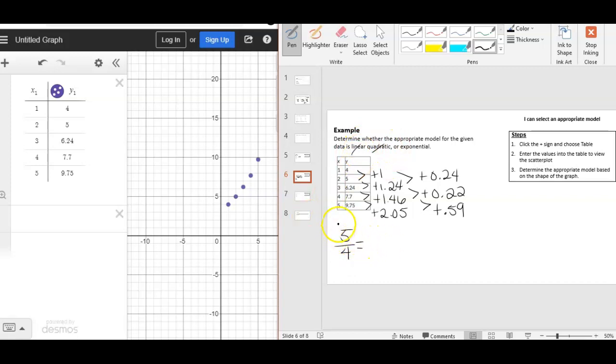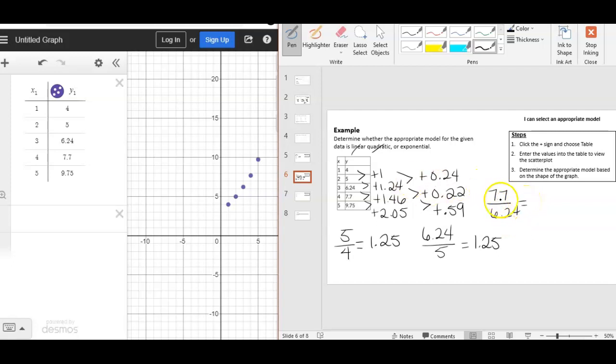I want to check exponential. So 5 over 4 is 1.25, right? I'm looking for a common ratio here. If I do 6.24 divided by 5, that is about 1.25. So this is starting to look pretty good here. Let's see, 7.7 divided by 6.24.